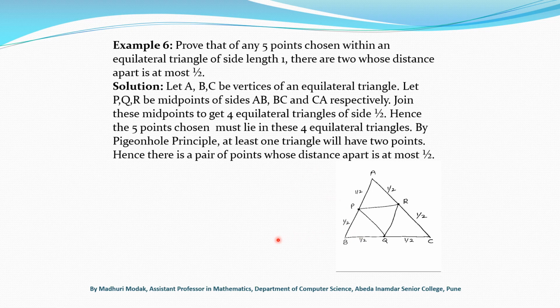Now from this equilateral triangle ABC, we have to select 5 points. Selecting 5 points from triangle ABC is nothing but selecting 5 points from these 4 equilateral triangles. So there are 4 triangles and we are selecting 5 points. By the pigeonhole principle, at least one triangle will have 2 points. It may be this triangle or this one or this one, but all are the same because each has side length 1/2. So if we get 2 points in the same equilateral triangle of side length 1/2, then there is a pair of points whose distance apart is at most 1/2.